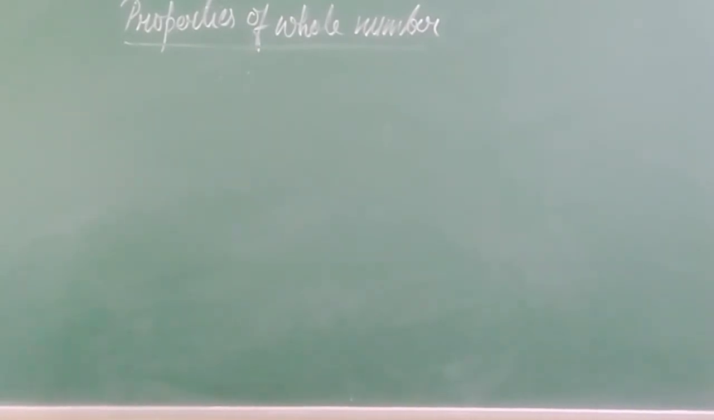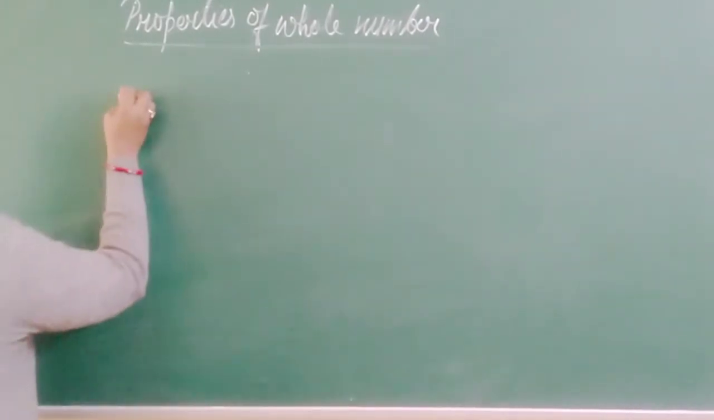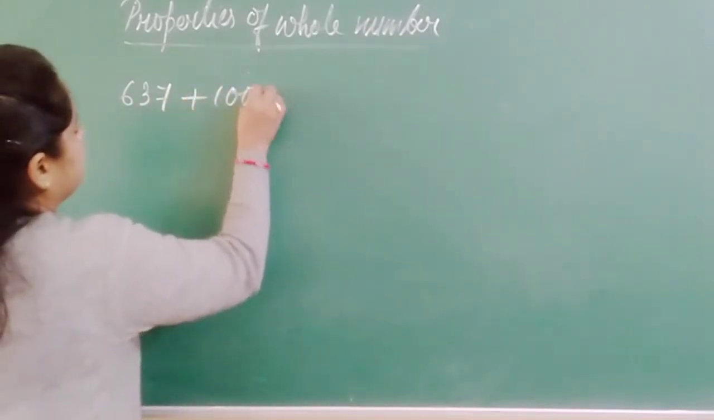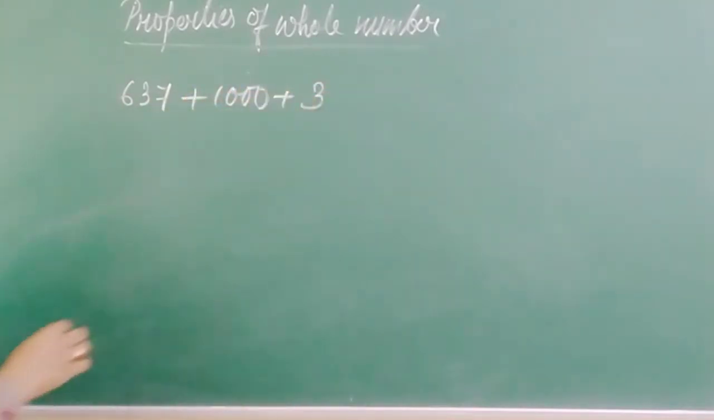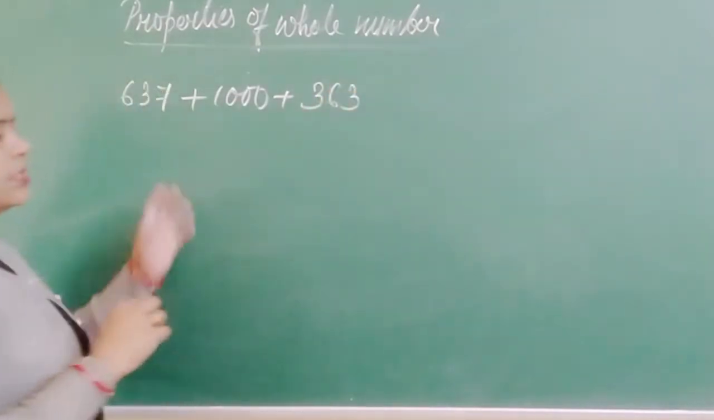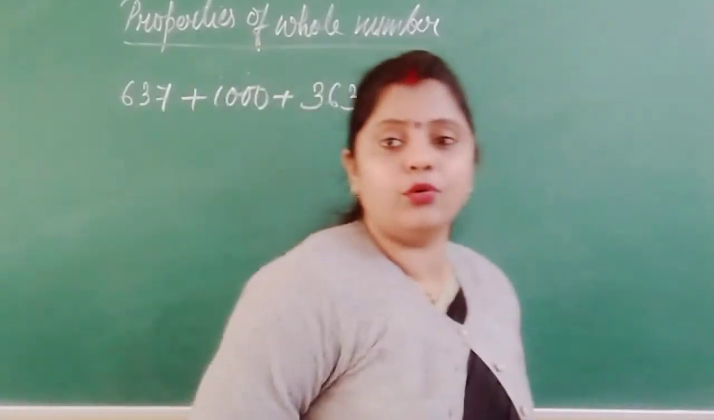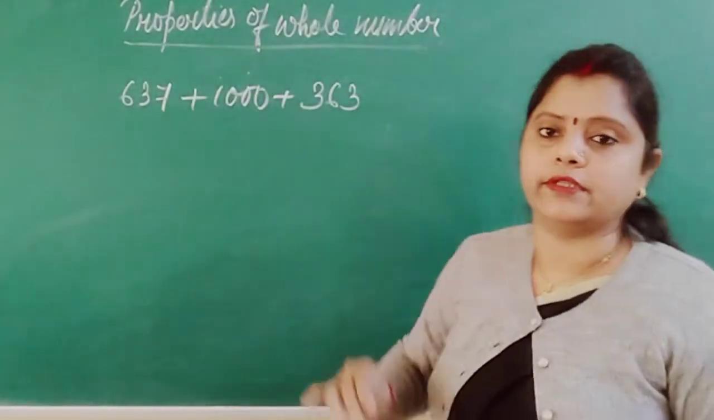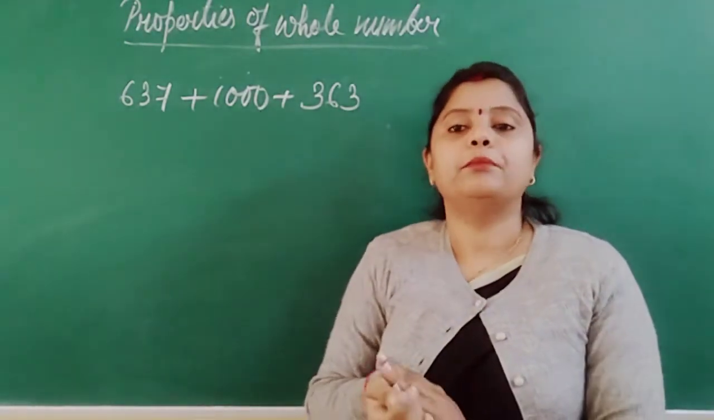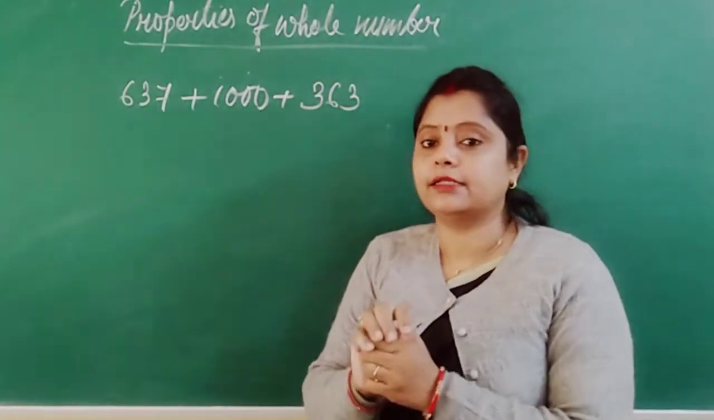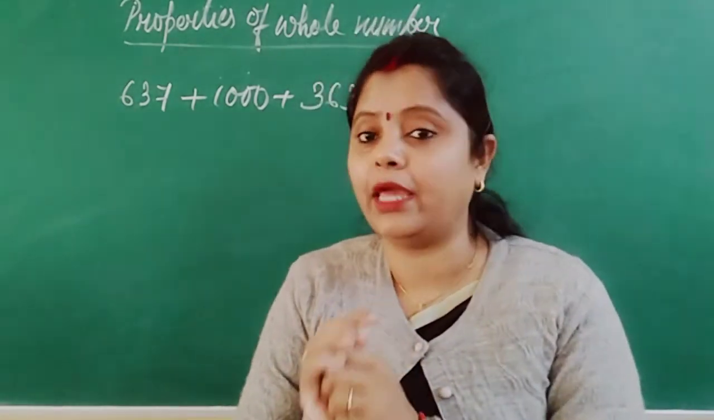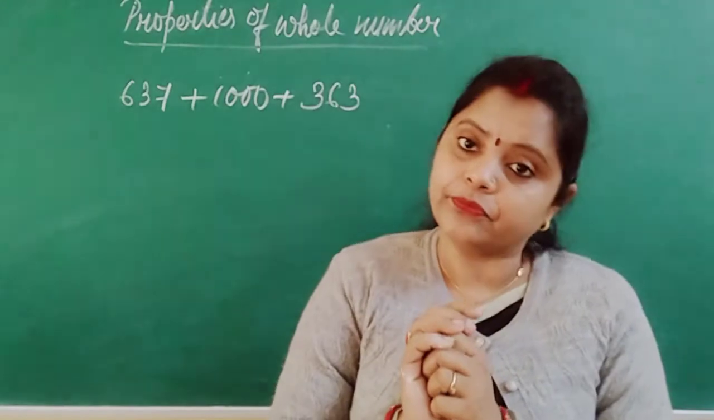The question is 637 plus 1000 plus 363. Okay, so this is the question and they have told us to solve this one. Obviously you can arrange it properly and add it. But when we know about properties, it is our work to utilize the property, and these properties are going to make our work easy.